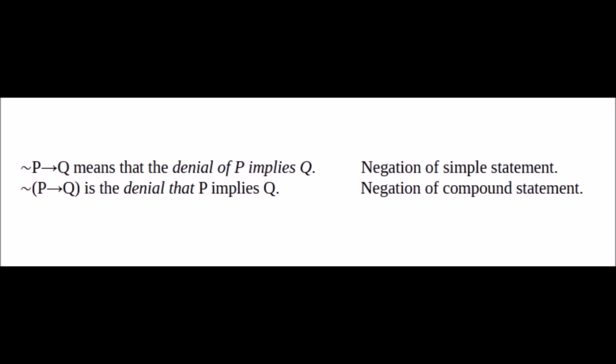In words, the first statement might stand for, if Lassie is not a dog, then she is a fish. The second statement might be that it is not true that if Lassie is a dog, then she is a fish, or that Lassie being a dog does not imply that she is a fish.